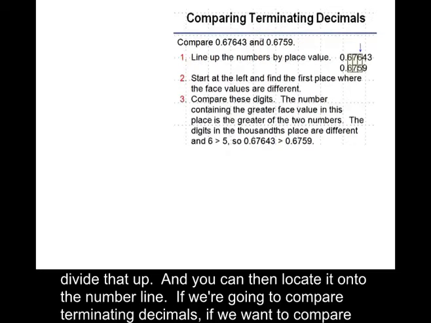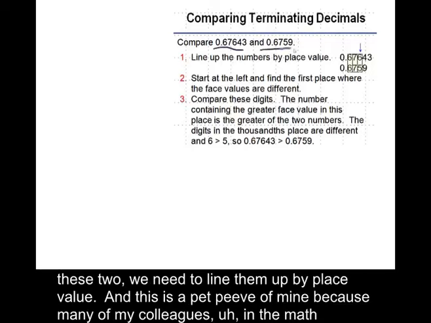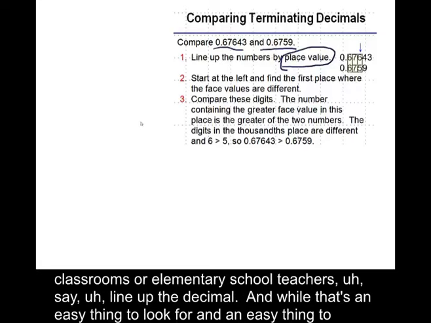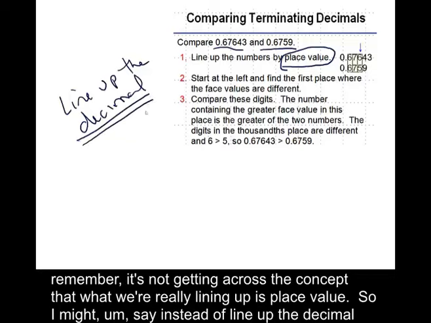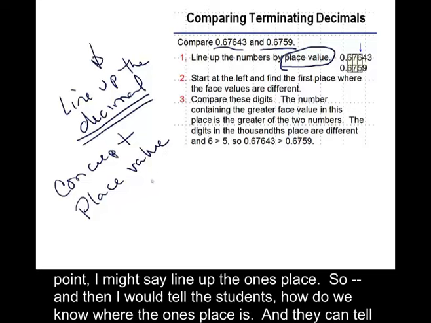If we're going to compare terminating decimals, if we want to compare these two, we need to line them up by place value. And this is a pet peeve of mine because many of my colleagues in the math classrooms or elementary school teachers say line up the decimal. And while that's an easy thing to look for and an easy thing to remember, it's not getting across the concept that what we're really lining up is place value. So I might say, instead of line up the decimal point, I might say line up the ones place.